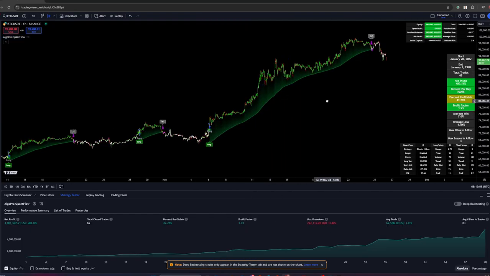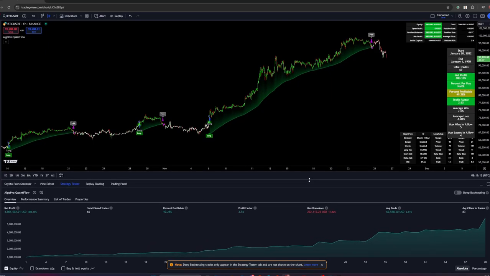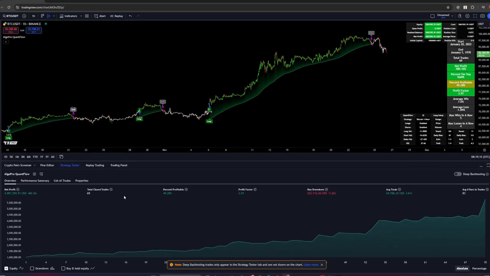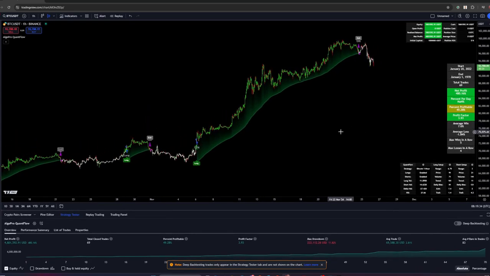Now you can see after we apply this, this strategy is optimized and designed specifically for Bitcoin on the 1 hour. So our back testing results have improved significantly. We have 480% net profit, almost a 50% win rate, almost a 4 profit factor with an average trade of almost 3%. Now the goal with QuantFlow is risk reward. We don't really care about win rate. We just want big winners with small losers.